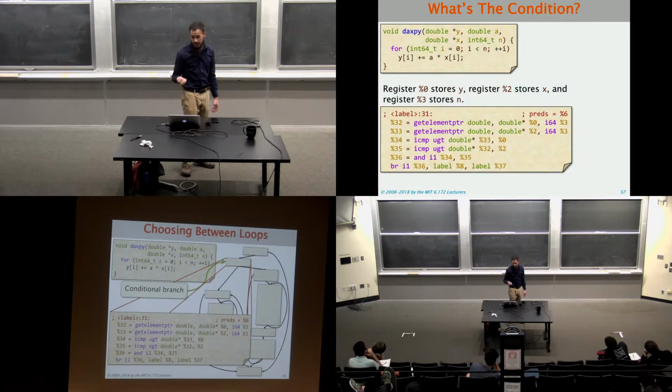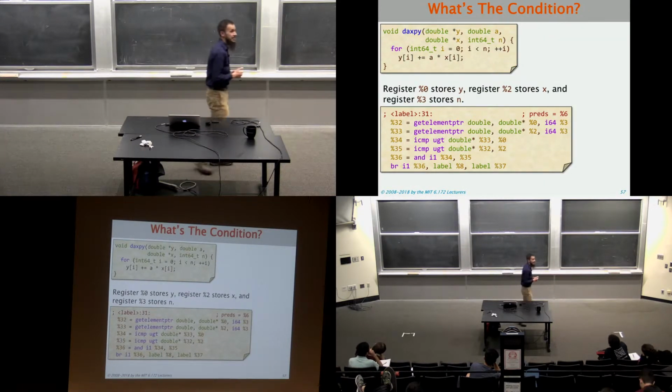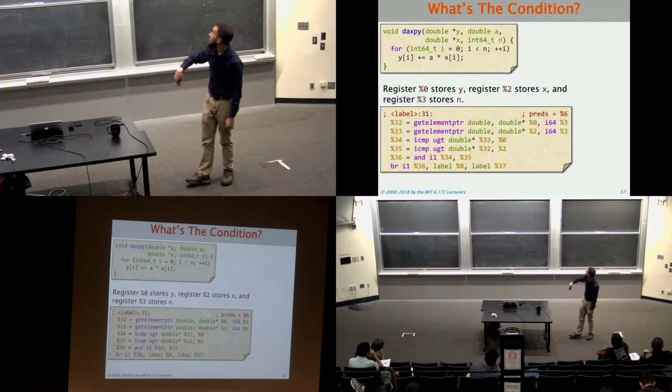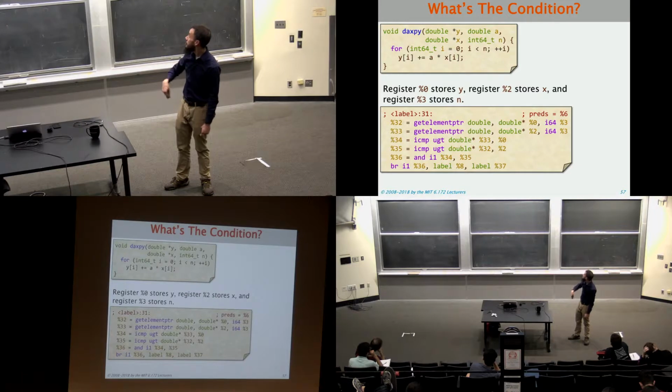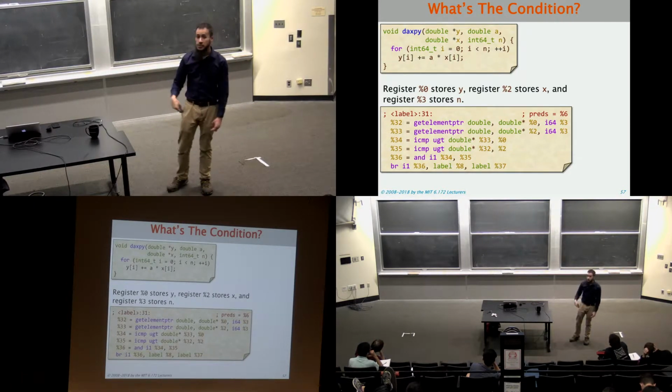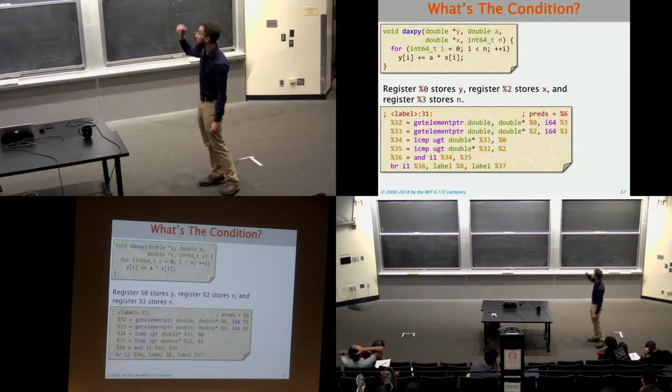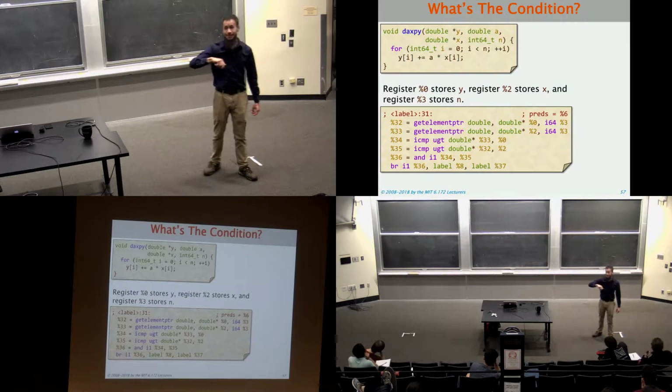So let's just study this LLVM IR code. In this case, the address of y is stored in register 0, the address of x is stored in register 2, and register 3 stores the value of n. So, one instruction at a time. Who can tell me what the first instruction in this code does?